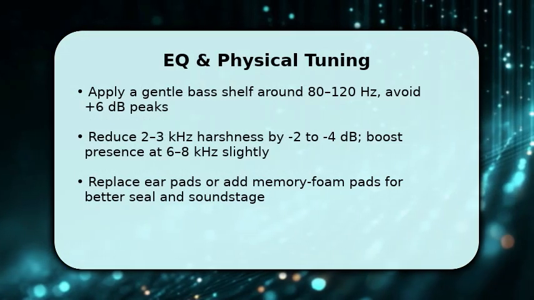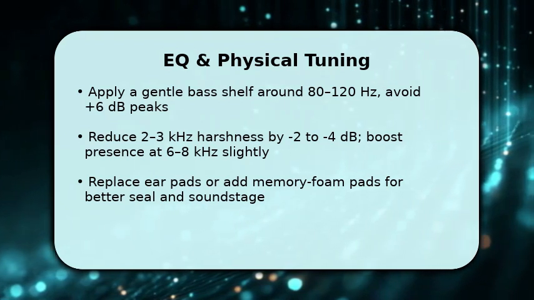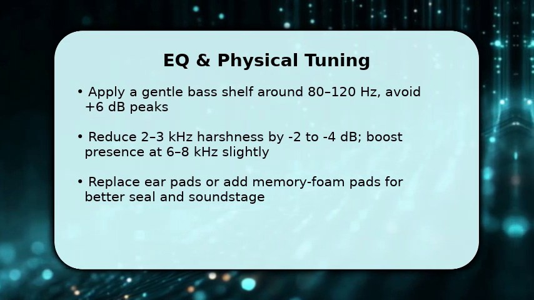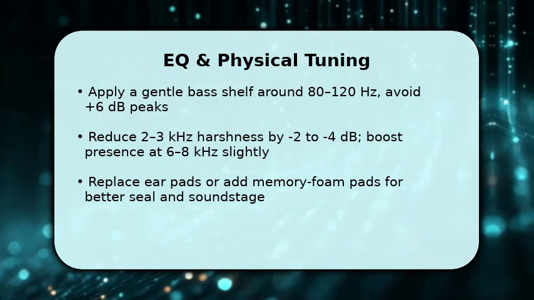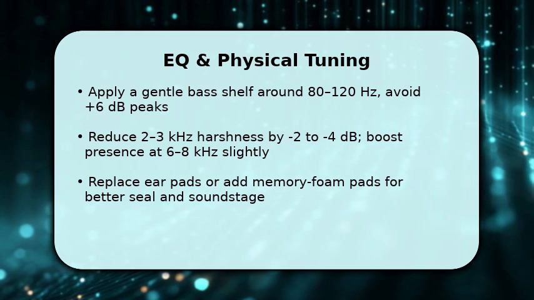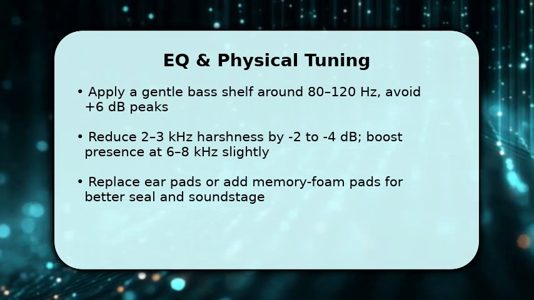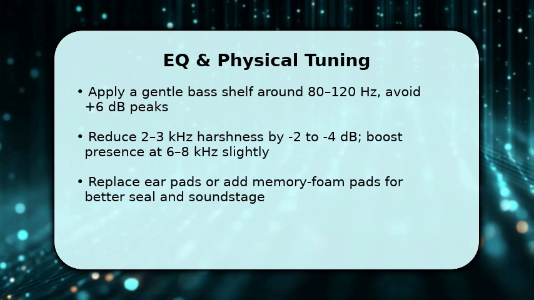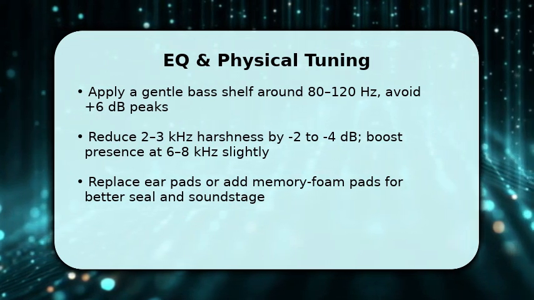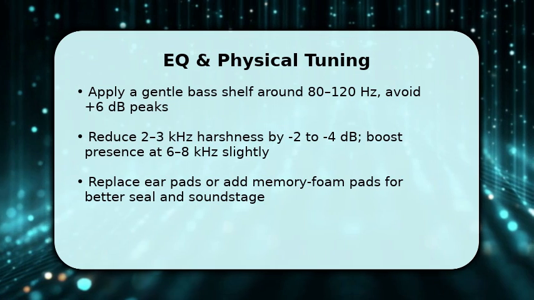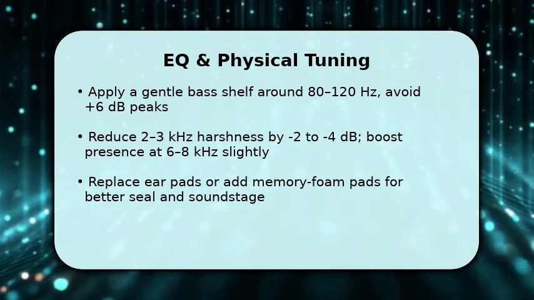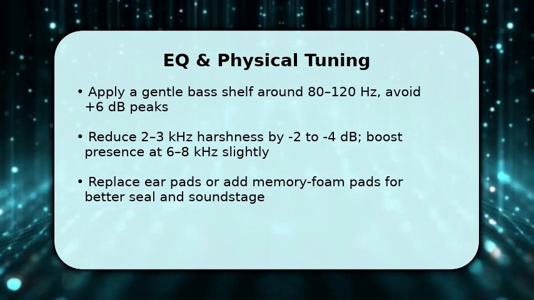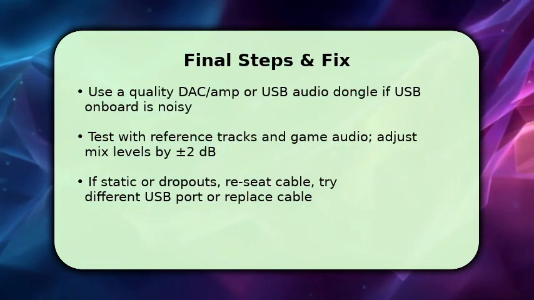Now you refine tone with equalization and physical mods. In the EQ, add a controlled bass shelf near 80 to 120 Hz rather than dramatic boosts. That keeps clarity. Cut around 2 to 3 kHz if vocals or instruments sound harsh, then nudge 6 to 8 kHz for presence so detail comes forward without sibilance. After EQ, focus on the seal. Swapping to thicker ear pads or memory foam often improves bass and imaging because the headset couples better to your ears. Listen and iterate.